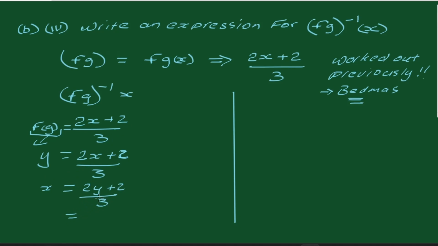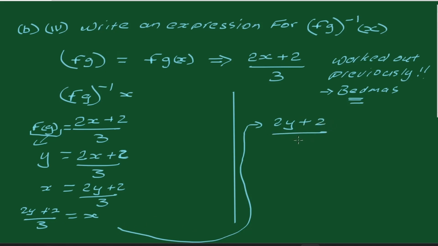Now having interchanged x and y, the next step is to make y the subject of the formula. But it's my practice to flip the equation, where I put the left hand side on the right hand side and vice versa. So 2y plus 2 all over 3 equals x. Now I want to make y the subject of the formula. To do that, we need to get rid of the 3, the 2, and the 2 across here.